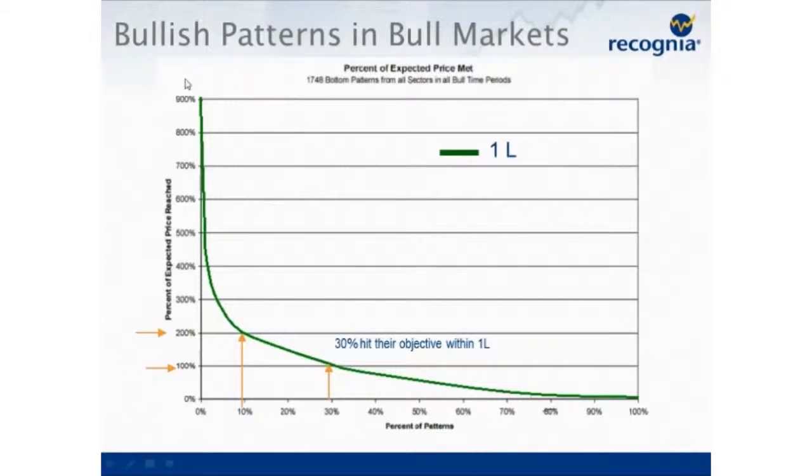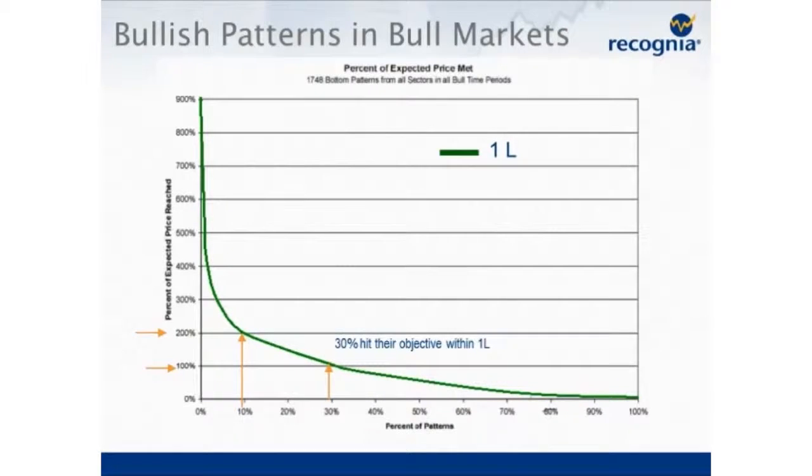What this tells us is the percentage of expected price met. If we wait for 1L, so 1 pattern length is the amount of time we're going to wait, 30% of patterns have hit 100% of their target price within 1L. 10% of those patterns have actually done much better, and they have hit 200% of the target price. So that's not bad.